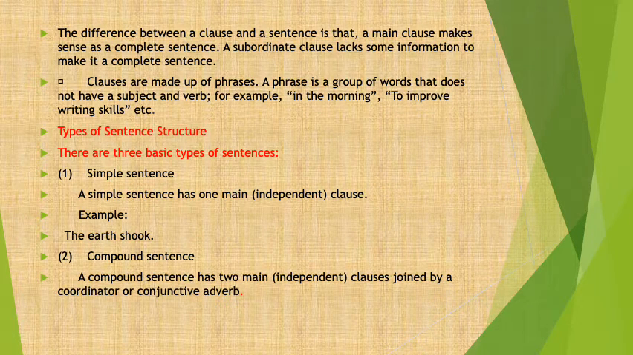يعني الفرق بين العبارة والجملة. A main clause makes sense as a complete sentence. A subordinate clause lacks some information to make it a complete sentence. يعني الجملة العبارة الرئيسية make sense as a complete sentence، يعني تنطيني جملة كاملة فكرة متكاملة، لكن ال subordinate clause اللي هو العبارة الثانوية تفتقر أو تفقد إلى بعض المعلومات، تبقى جملة ناقصة غير متكاملة، تحتاج معلومات تكميلية حتى أن تكون جملة متكاملة.